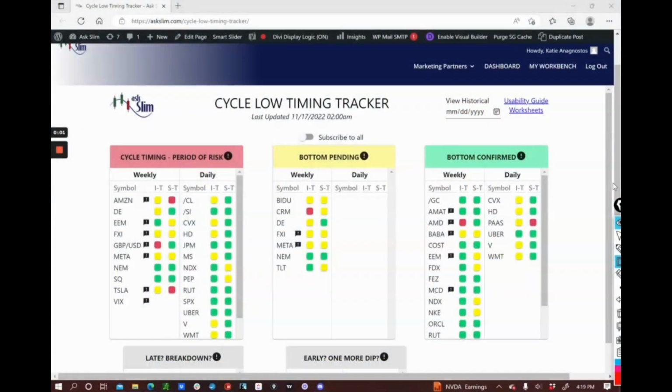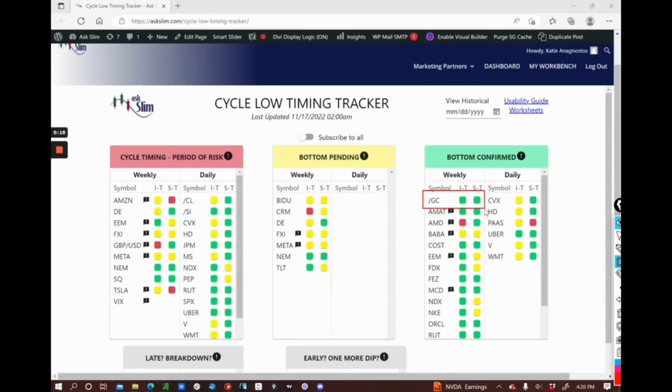Hi, this is Katie with askSlim. On your screen is the Cycle Low Timing Tracker, which is a tool we develop for our members to identify opportunities that may be setting up around cycle bottoms. Today we're going to focus on gold futures /GC.